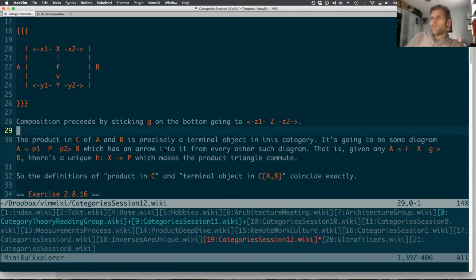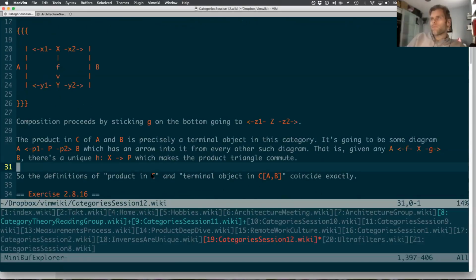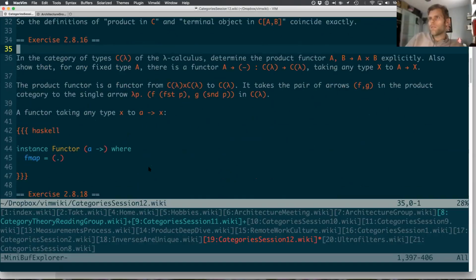I think we went over this already, but I'm abusing ASCII a little bit here with this notation. So I'm just saying this whole side of the page is A and this whole side of the page is B. And then these arrows go into A and B.